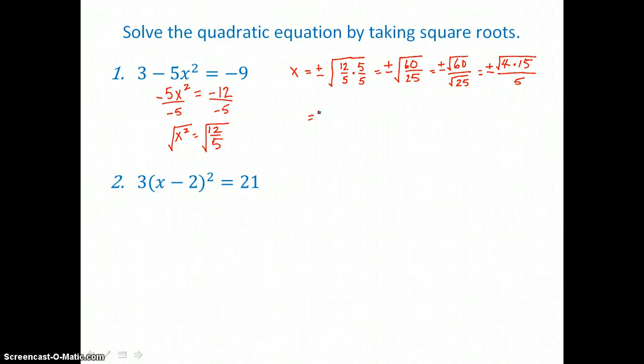And so, using that product property of square roots again, the square root of 4 in the top is 2, and I'm left with the square root of 15, which has no perfect square factors. And in the bottom denominator I have 5. So my two solutions to this quadratic equation are, and I'll put them in a little solution set, negative 2 square roots of 15 over 5 and positive 2 square roots of 15 over 5.